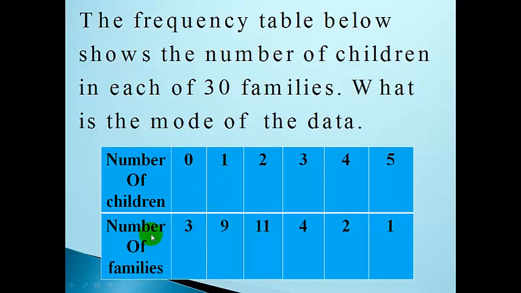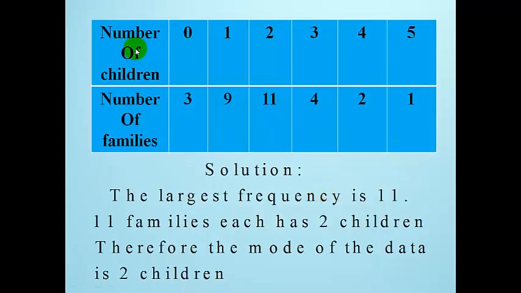These are the number of families and these are the number of children. So 11 families have 2 children. 4 families had 3 children. 2 families had 4 children and 1 family had 5 children. So these are the number of families and the number of children from the table. This is given in the question.